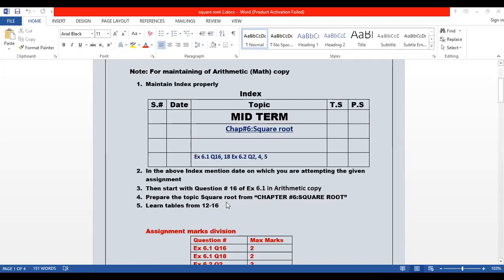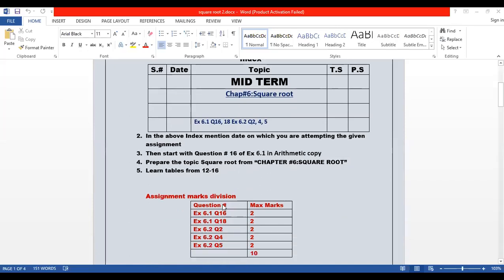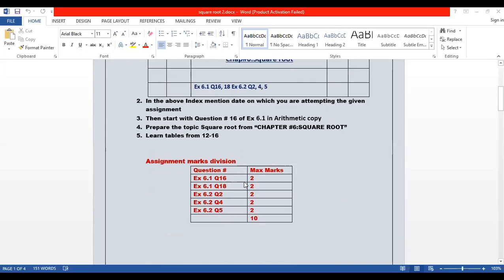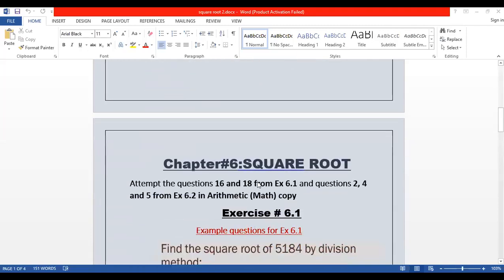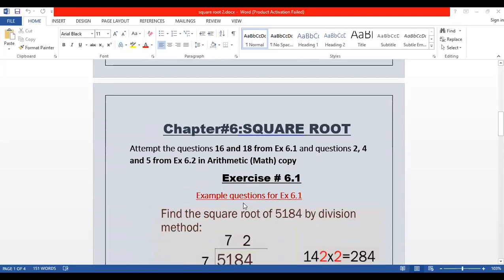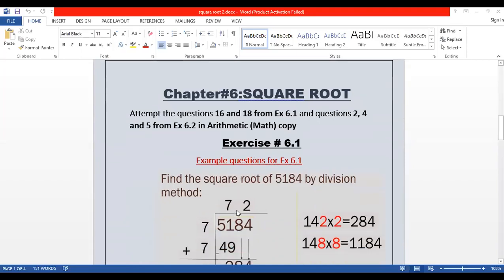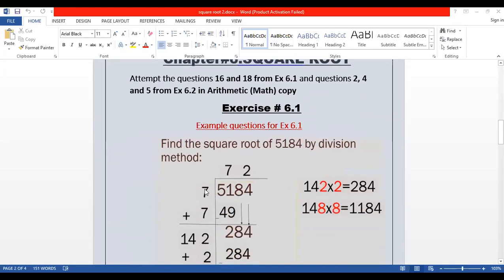You have to prepare the topic square root from chapter 6, square root. You have to learn these tables. There is the marks division assignment. Marks division is given to you. Each question carries 2 marks. Again I have described that you have to attempt these questions in your copy, and the example questions are there for your help.